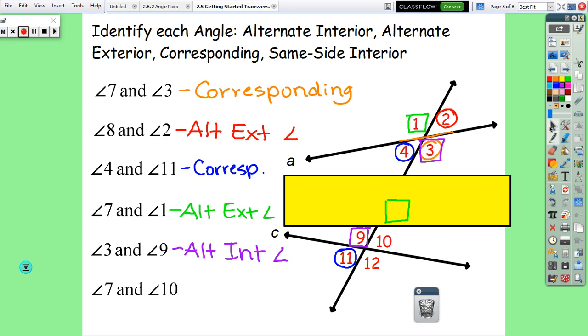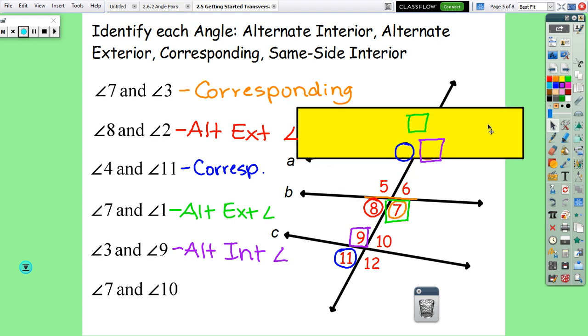And then the last two that we're talking about are 7 and 10. So 7 and 10, okay? So 7 and 10, we're talking about these two lines right here. Now these are not on opposite sides of the transversal, but they are both inside the pair of those two lines. So we're talking about same side interior angles. Same side interior angles.